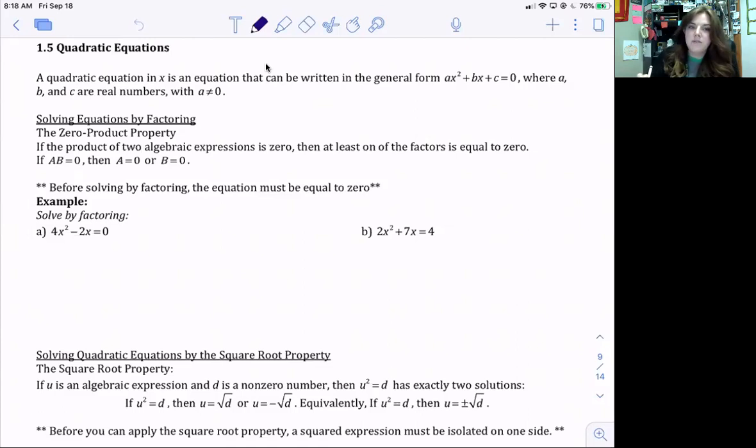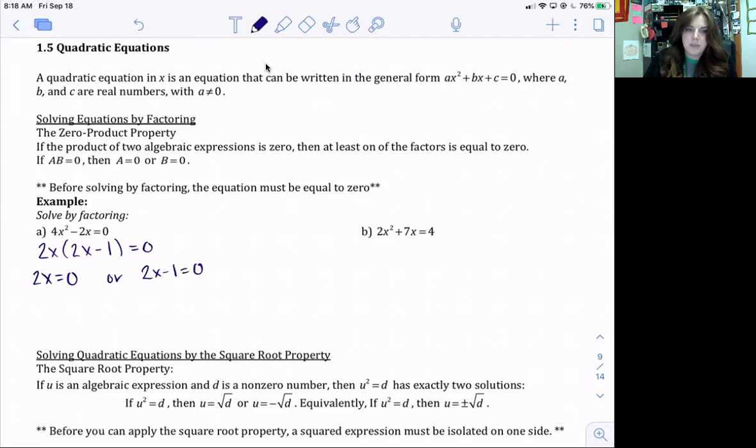And then since we only have two terms, we want to check, is there a GCF? So 4x squared minus 2x, those are both divisible by 2x. And then we're left with 2x minus 1 equals 0. And then we're going to set both of these expressions equal to 0. So we have 2x equals 0, or 2x minus 1 equals 0.